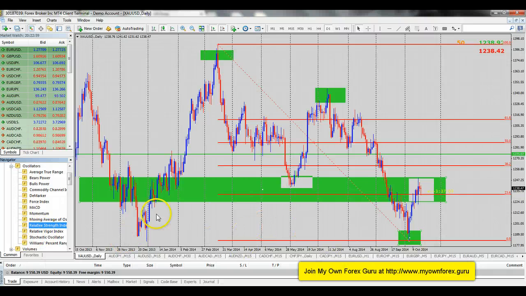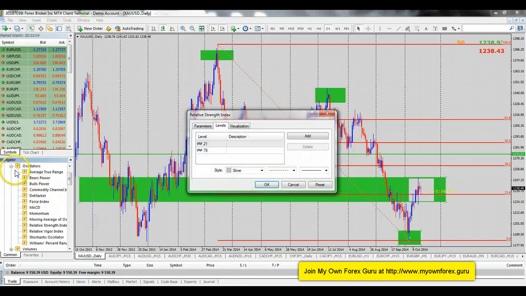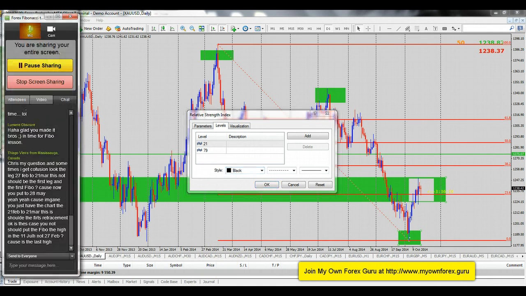We can throw MACD in here and then the money flow indicator so everyone can see what it looks like. I use 21 and 79 as two levels. So when the indicator comes down to 21, it shows me that it's oversold, and when it hits 79, I start looking at it being overbought. So it'll all make sense here in a second.